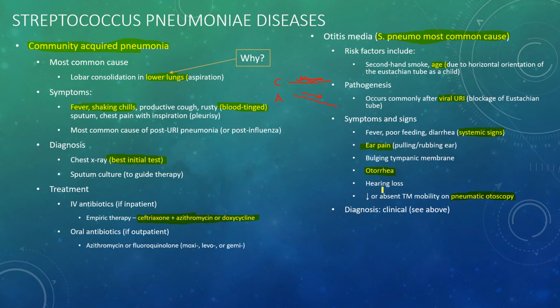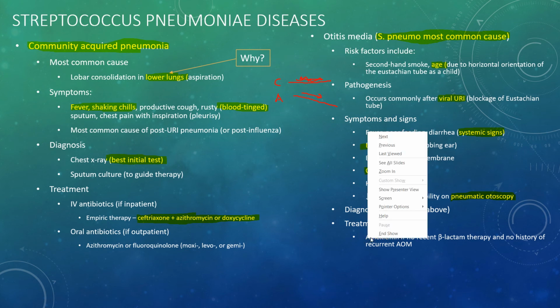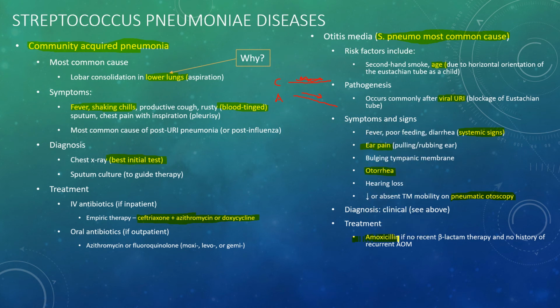Diagnosis is clinical, as you've seen here. And the treatment is going to be amoxicillin if there's no recent beta-lactam therapy and no history of recurrent otitis media. So amoxicillin is the treatment as long as they haven't taken amoxicillin or other things in the past, which can cause resistance in the bacteria. And if you have recurrent otitis media, amoxicillin probably will not work. So amoxicillin is given if there's no recent beta-lactam therapy and no recurrent AOM.